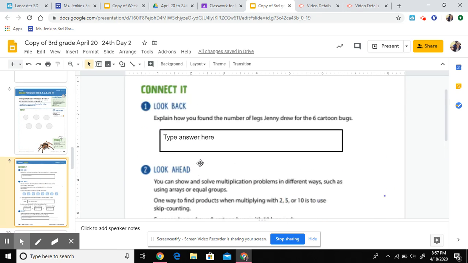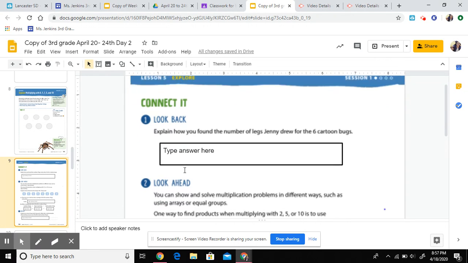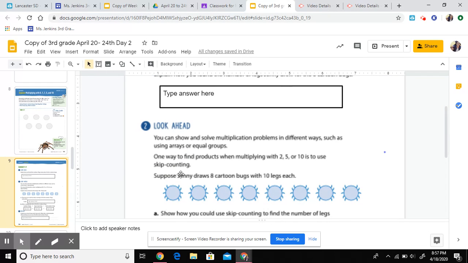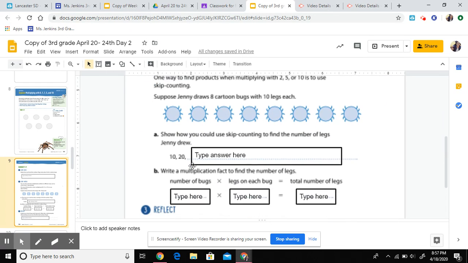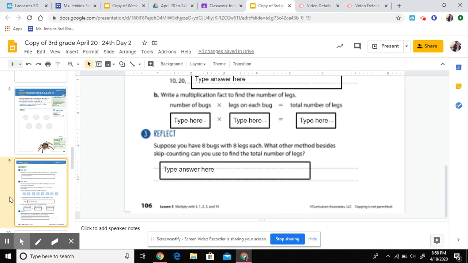Okay, now explain how you found the number of legs. Did you skip count? Did you count every single leg? Did you multiply? Did you already know that it was 6 times 10? Think about it. Just type it there. Tell me how you did it. So now go ahead and finish these down here. On B right here, you're going to make your own multiplication factor, which should be fun for you.